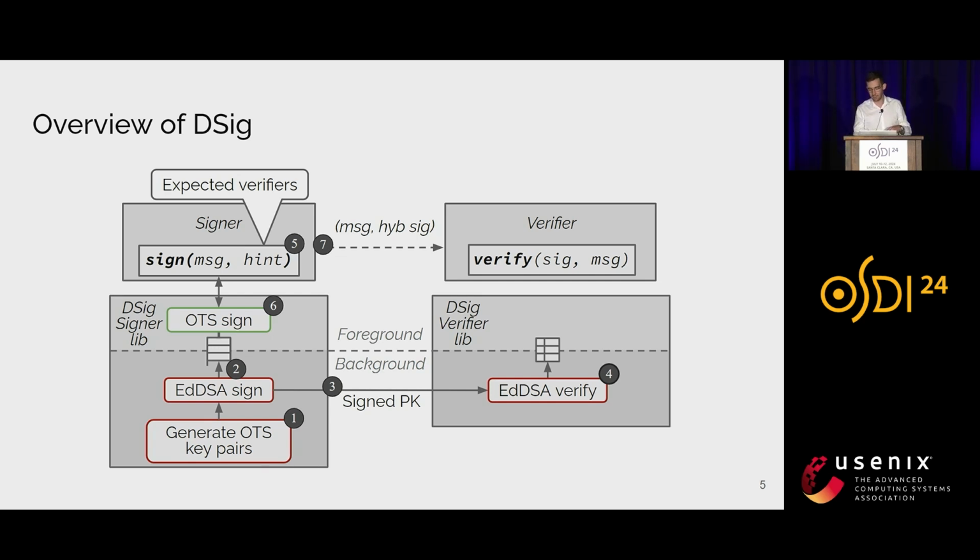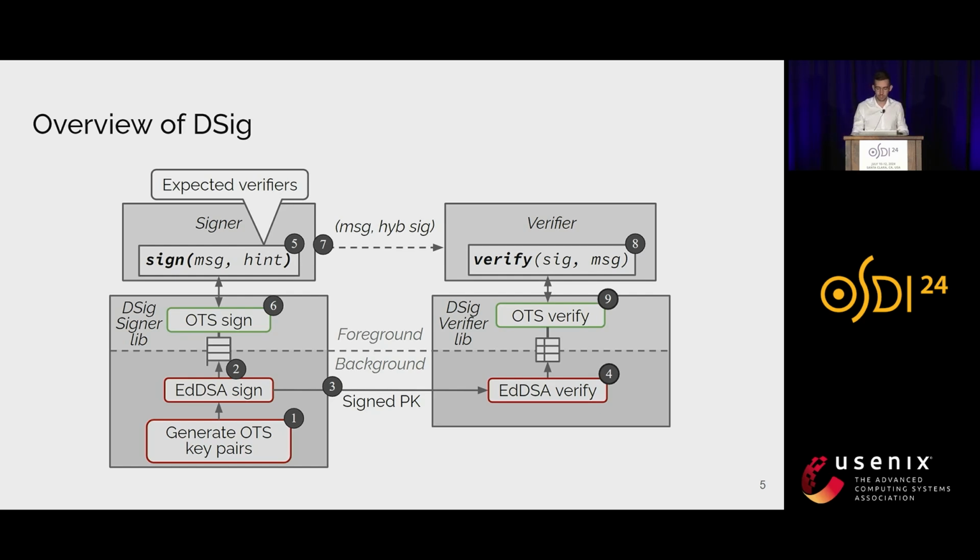On the verifier side, the verifier calls the verify function. This verify function leverages the cache, so it knows that the EdDSA component of the hybrid signature was already verified, and so it just has to call the cheap OTS verify function. So that's it. That's the overview.